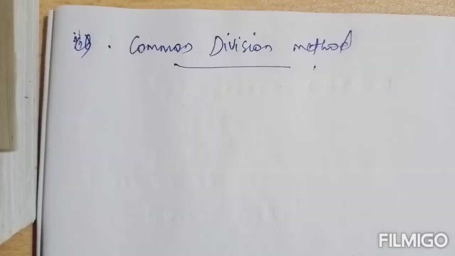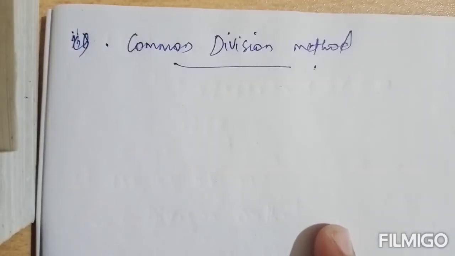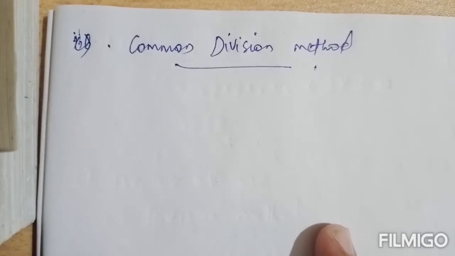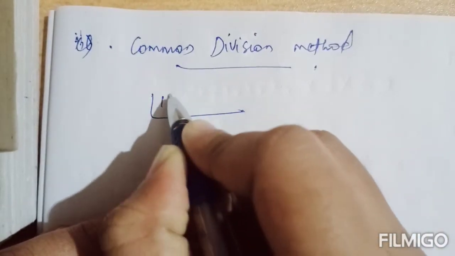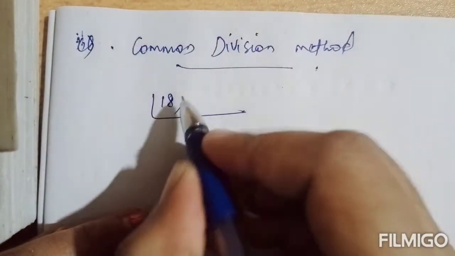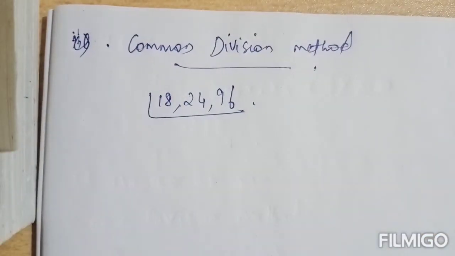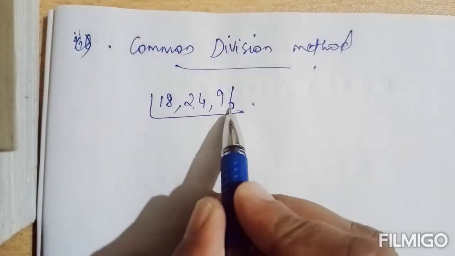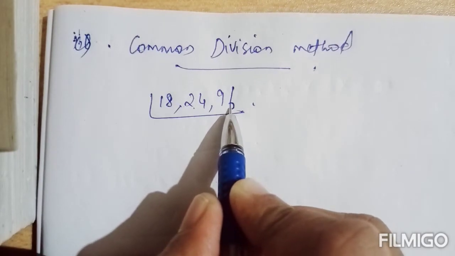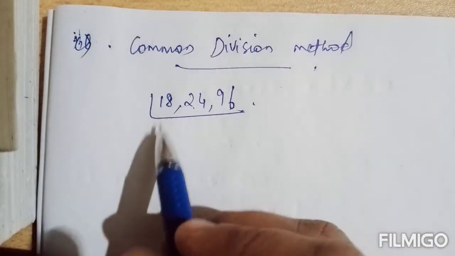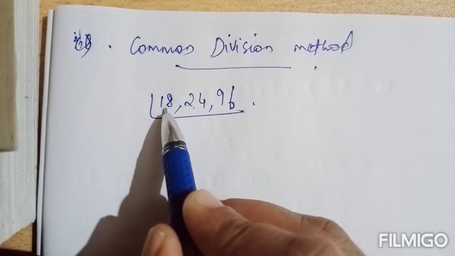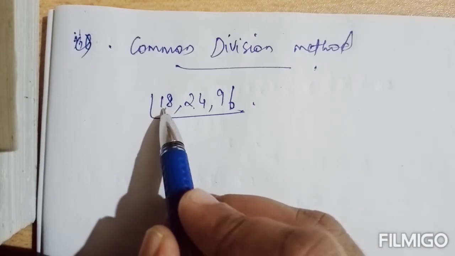Okay. Next, let us find the LCM of 18, 24 and 96 using common division method. In common division method, we are doing the prime factorization of 18, 24 and 96 together. Common division method is the most commonly used method for finding LCM. Now we have to find a number with which you can divide these three numbers.